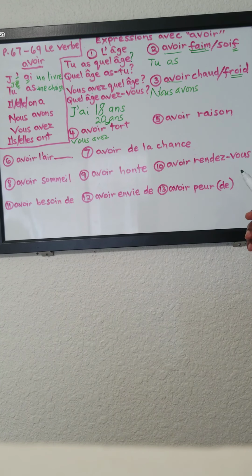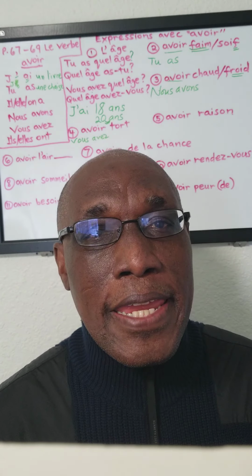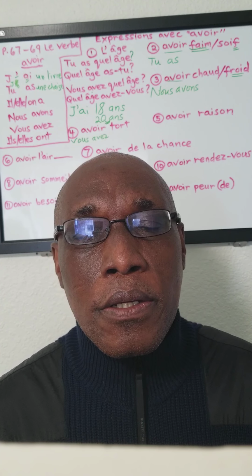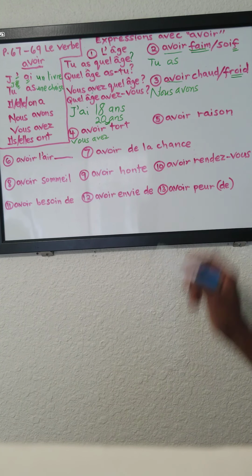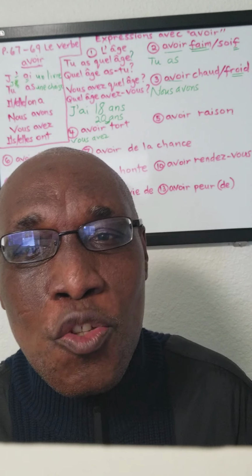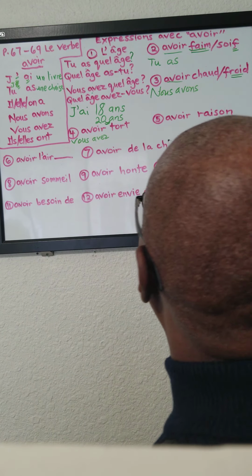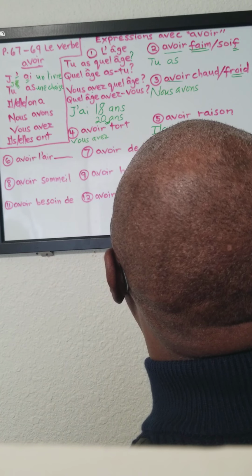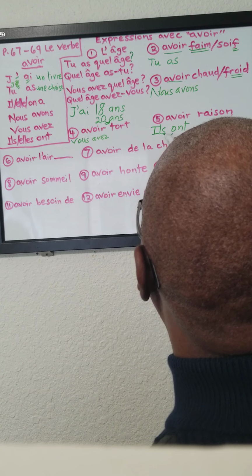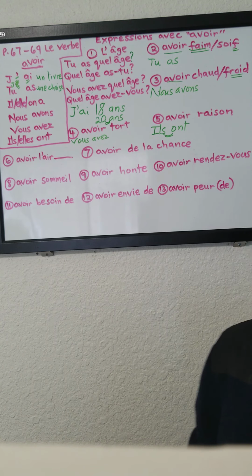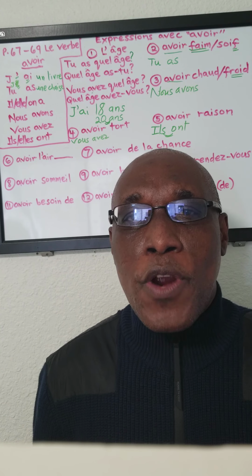Okay. You are wrong, but if you are right, if you say Paris est la capitale de la France, vous avez raison. You're right. You have reason. Avoir raison, to be right. So, let's use ils, plural, and then the verb form will be ont. So, ils ont raison. They are right.